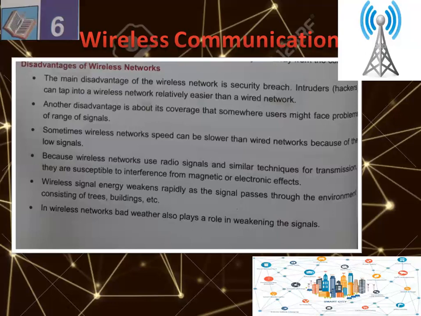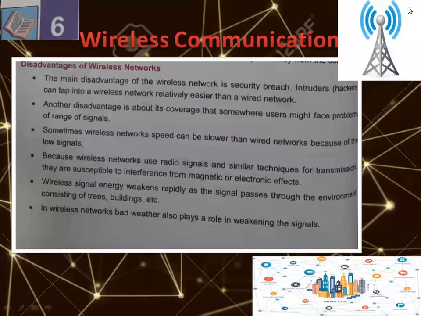Wireless signal energy weakens rapidly as the signal passes through an environment consisting of trees and buildings. So it can be weakened, and the signals can be broken or destroyed. In a wireless network, bad weather also plays a role in weakening the signals. So these are some of the disadvantages of wireless communication.